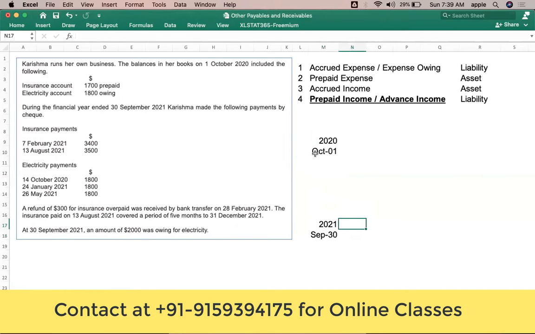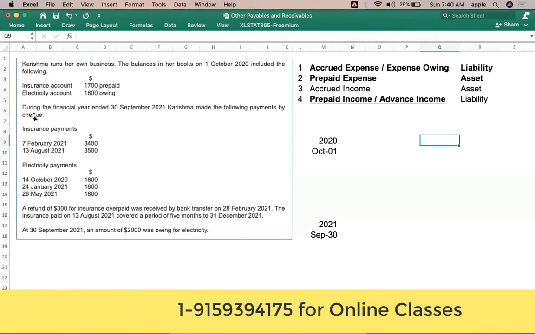On the beginning date, these two accounts are there. The first is the insurance account, 1,700 prepaid. It means we paid this expense in advance, so it is an asset. The opening balance will come on the debit side, and the closing balance on the credit side. Next is the electricity account, 1,800 owing. Owing means this expense is owing, so it is a liability. Opening liability will come on the credit side, and closing liability on the debit side.